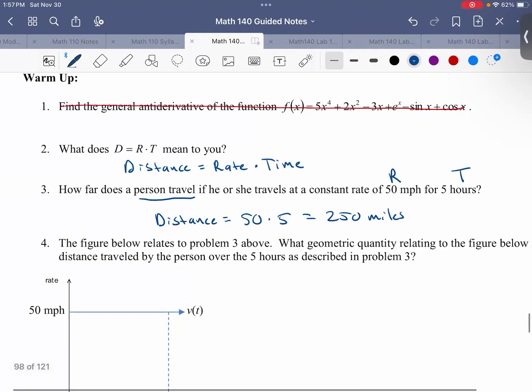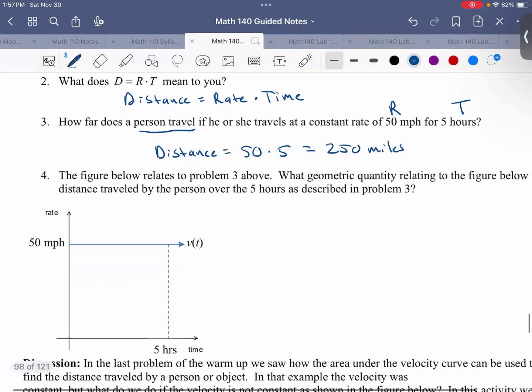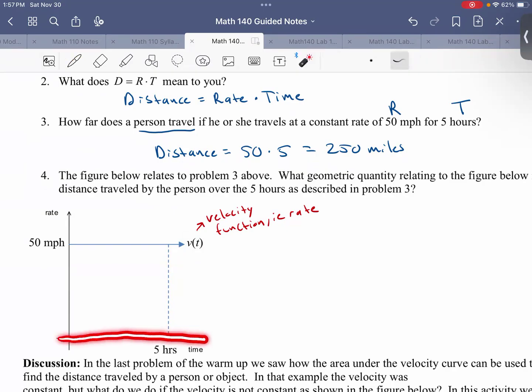Okay, so expanding this idea of distance equaling rate times time, let's look at this figure below. Here we have a constant velocity function, v of t, meaning velocity function, which is also a rate. And we have our horizontal axis being in terms of time.